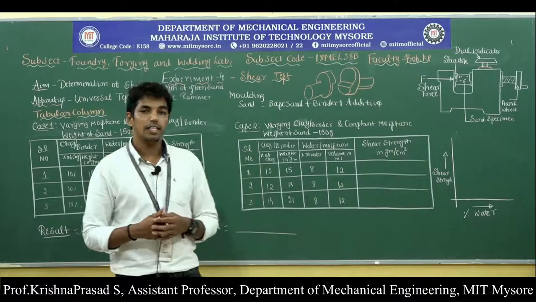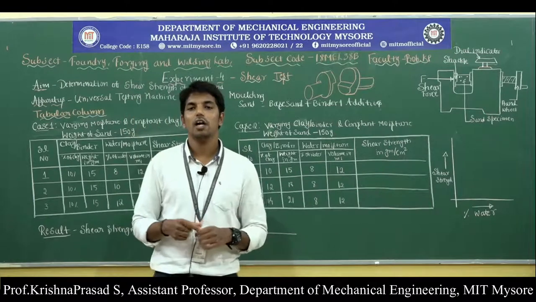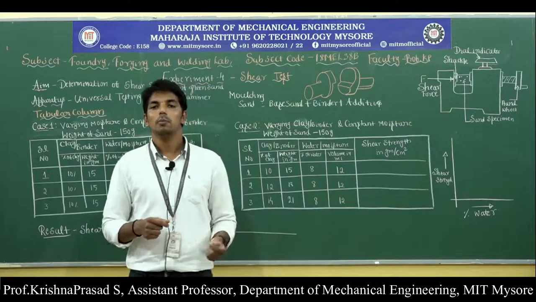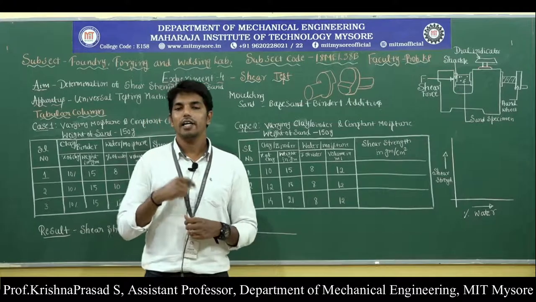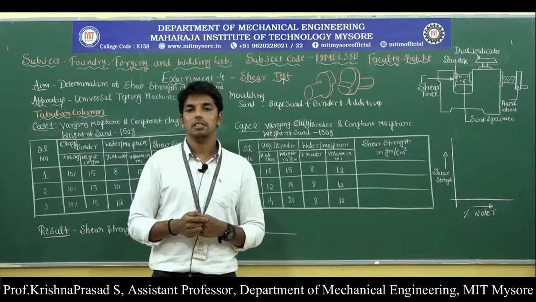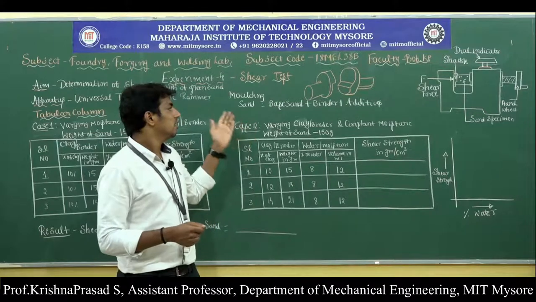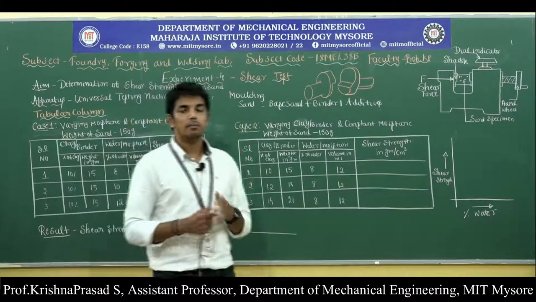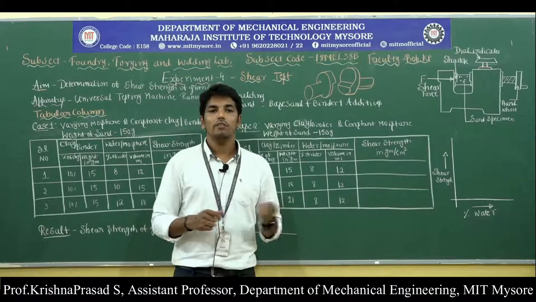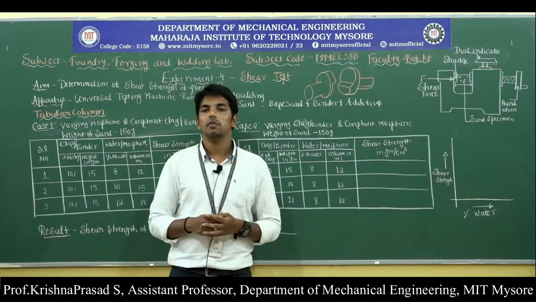The next one is called the additive. What is meant by the additive? Additives are added in order to improve the properties of the molding sand, or enhance the existing properties of the molding sand. So in order to achieve good molding sand, the base sand, binder and additives are very much necessary. First of all, why do we need to maintain the proper properties in the molding sand?